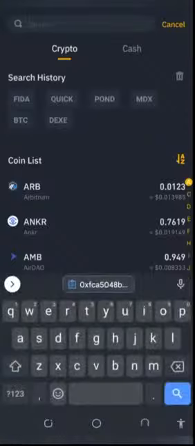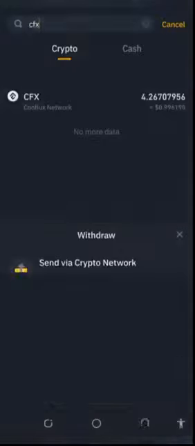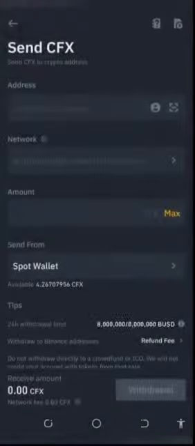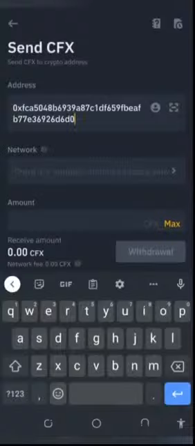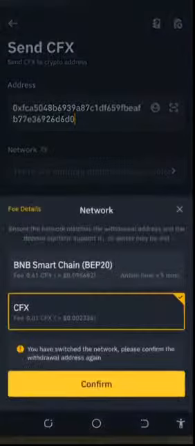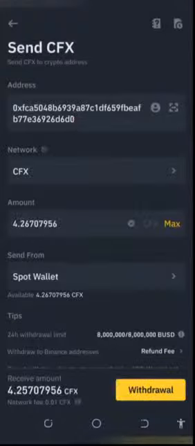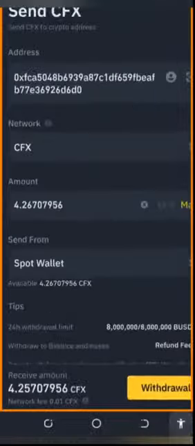So we check on our CFX. All right. Okay. We just have 4.26. Let's click on that. And then let's put the address here. Okay, the address looks like it's looking good. Looks like it's not a mistake. The network is supposed to be CFX, okay? If this address wasn't good, it will be showing red. So let's put the max. I think we're good. Is there anything we need to take note of? I think it's fine.